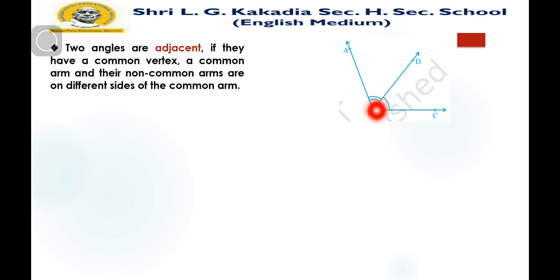So we can say that these two angles are adjacent angles, and also you can see that both the angles are lying together. So we can say that angle ABC equals angle ABD plus angle DBC. So both are adjacent angles.